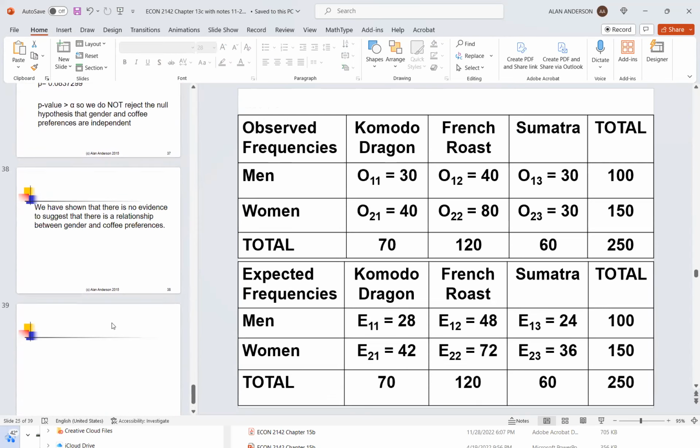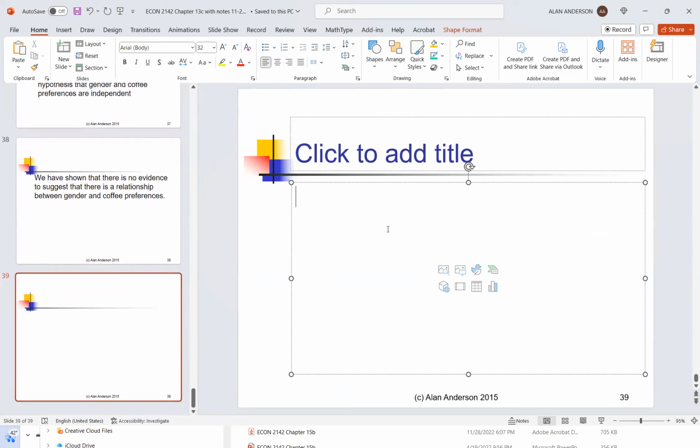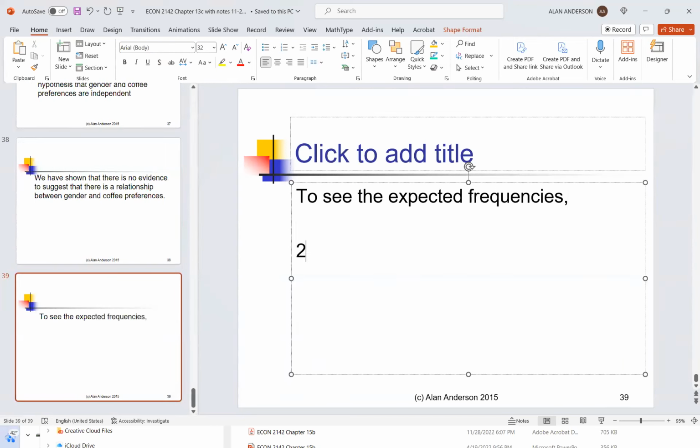So if you want to see the results, to see the expected frequencies, what you're going to do is hit second X inverse, meaning you're going back to the matrices.